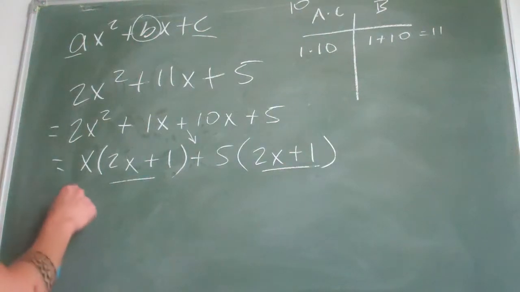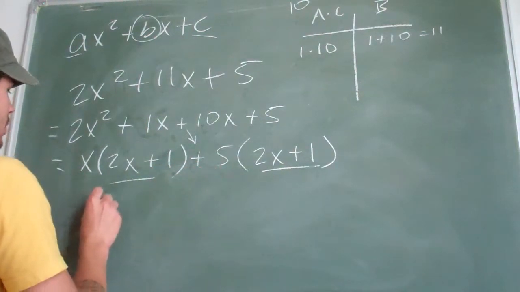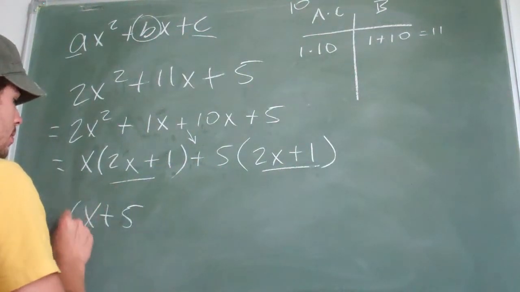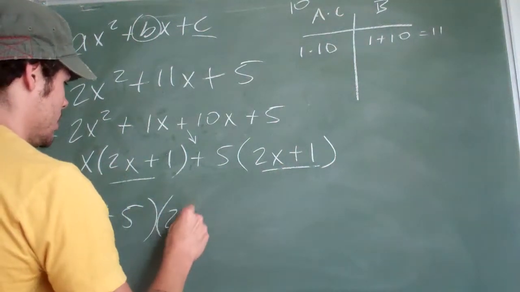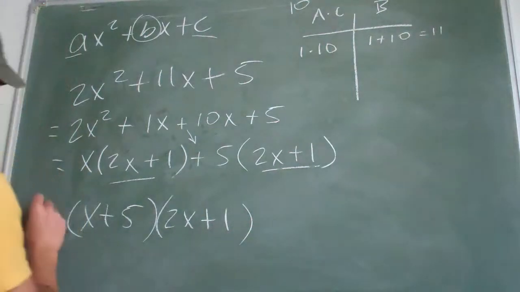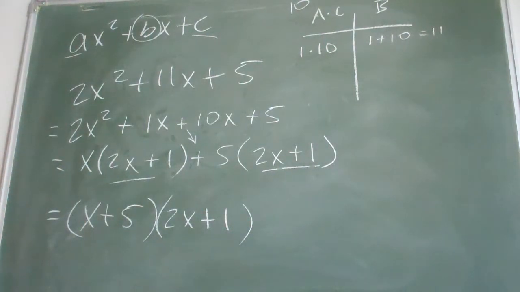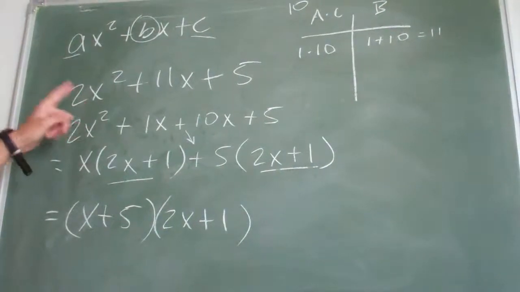So what I'm going to do is take these two and put them in a set of parentheses, and then take these two and write it as x plus 5, 2x plus 1. And that is our factored form. If I was actually to multiply these out, FOIL them out, then I'll actually get this right here.